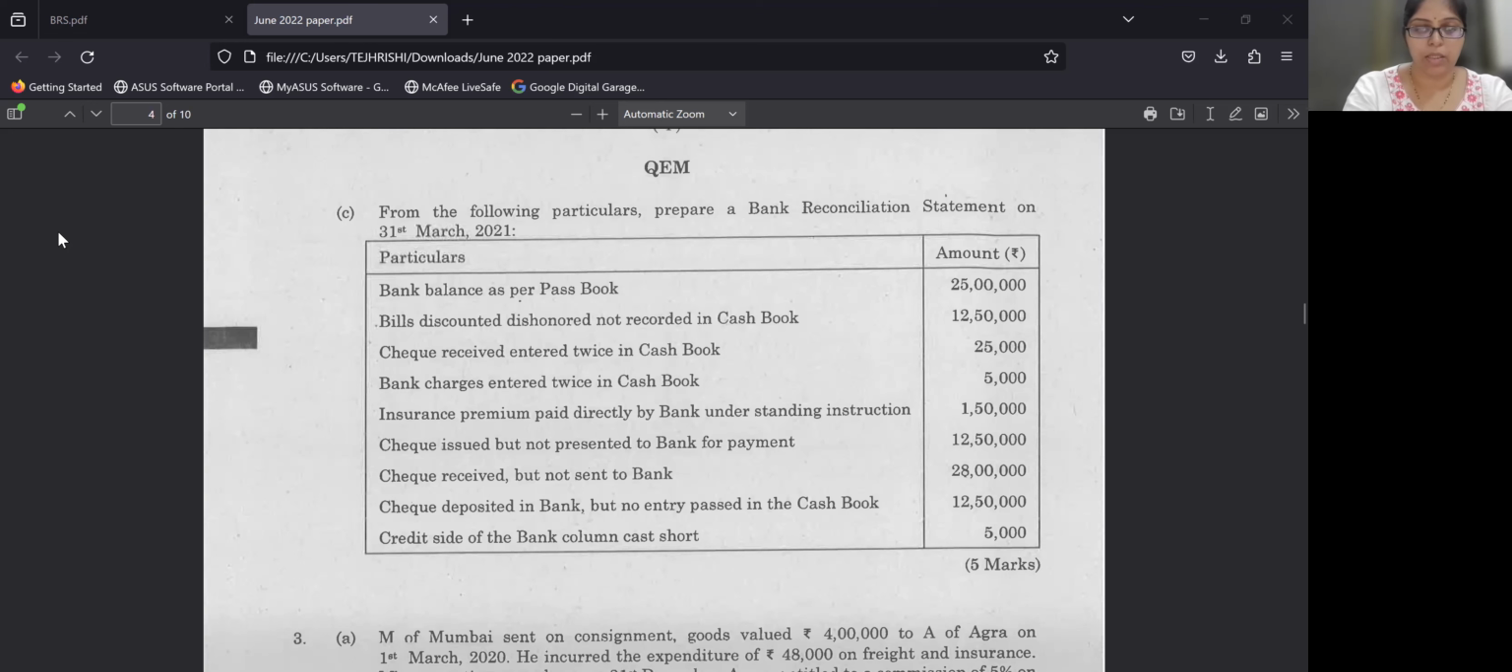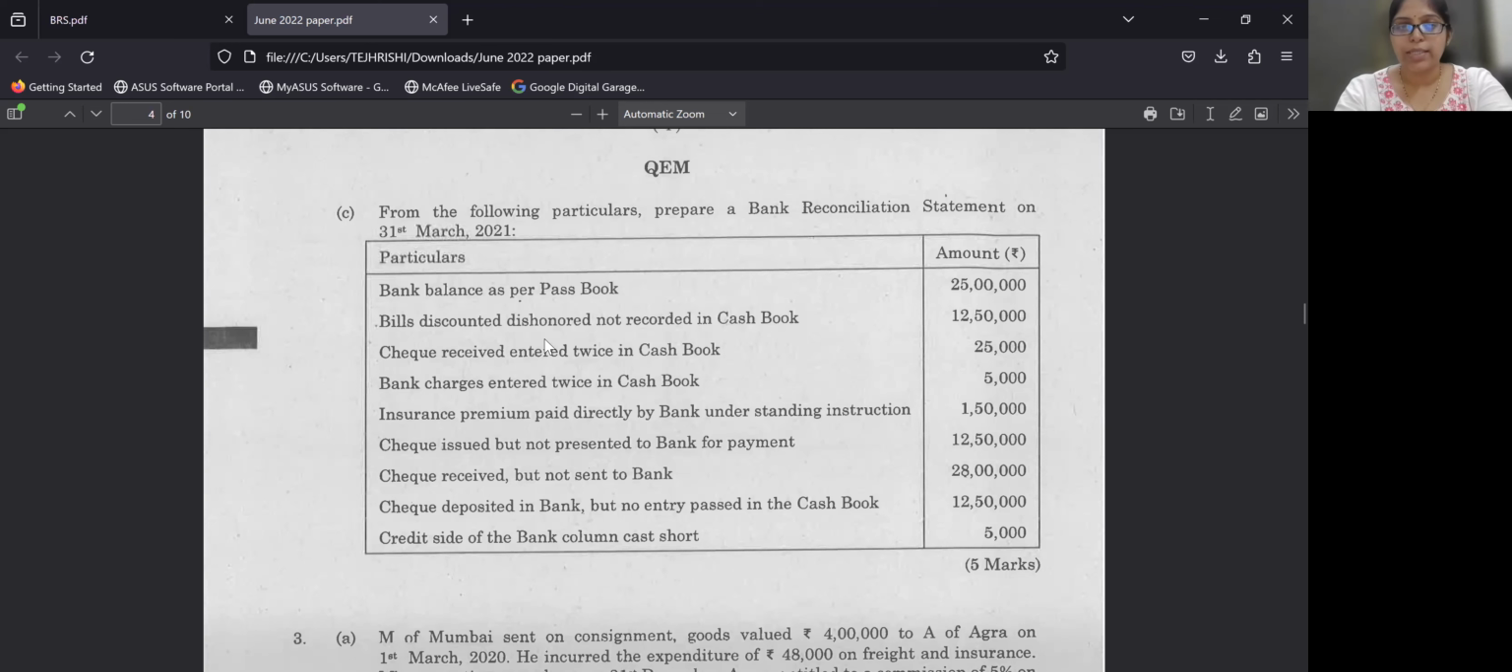So here we can maintain the particulars, and here we can just mention the amount in details. Okay, so 25 lakhs is the bank balance. And we are going to arrive at the cash balance.